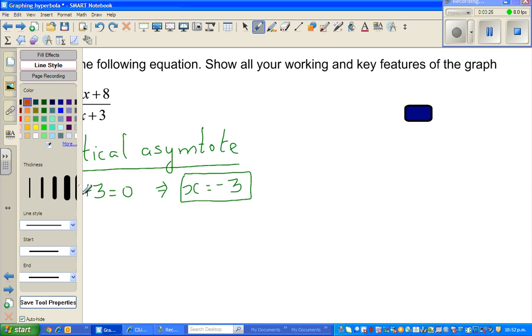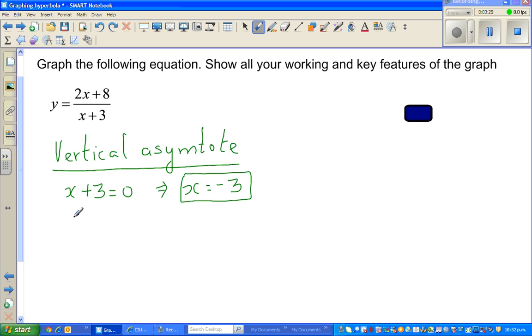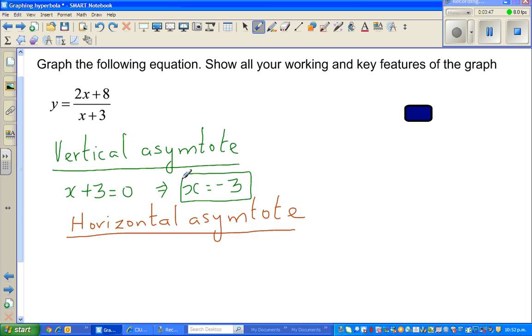So brown would do. So now we want to find the horizontal asymptote, which is parallel to the x-axis. Now if you remember, the horizontal asymptote is found when your x value approaches infinity on both sides. So what do I mean? We are asking the question, when x is approaching positive infinity, what would happen? So this would become a huge number.